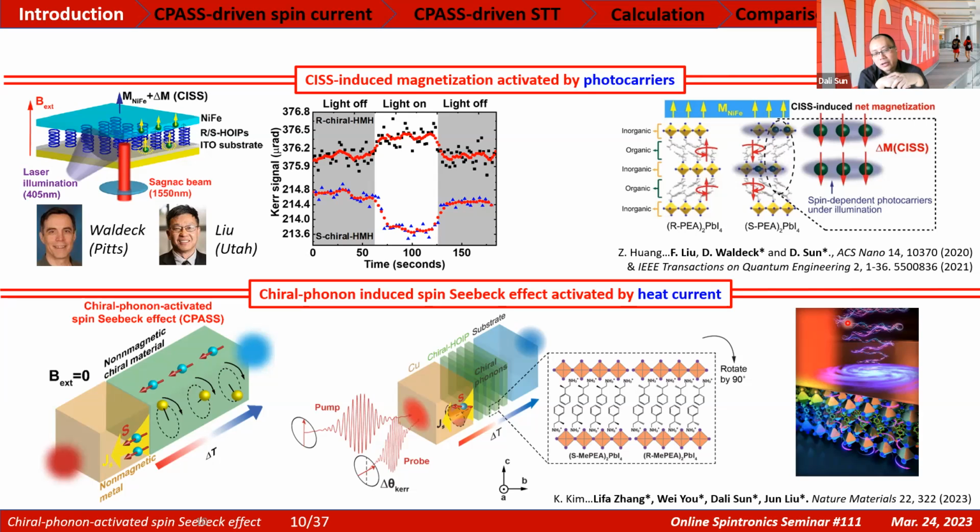And this work is really interdisciplinary work between four research groups. Like Li Fa, he's from China. He was the first one to invent the chiral phonon, in the PRL paper with Chen Yu, in 2015, predicting chiral phonons in chiral materials. He provides the high-quality chiral perovskite materials. Me for the spintronics of perovskite, and Jun Liu from the thermal field for thermal transport. So it's really an interdisciplinary research group that made this work, to see how the interplay between chiral phonons and spin current generation can particularly explain the CISS effect activated by heat current.